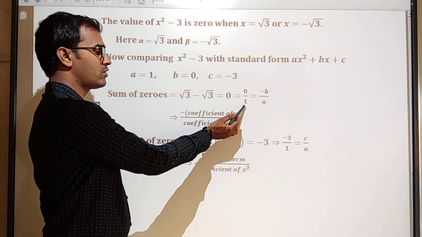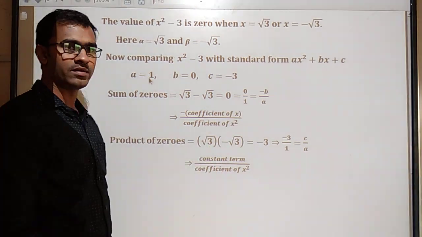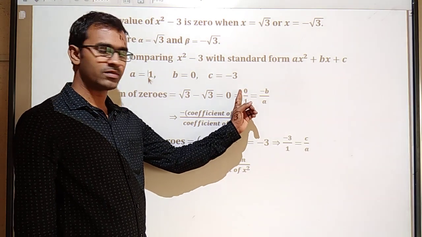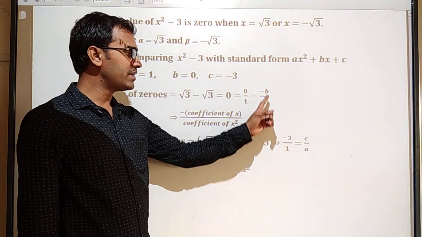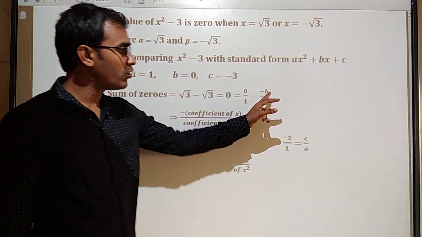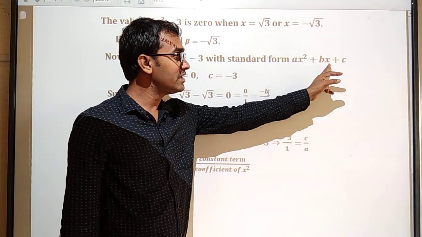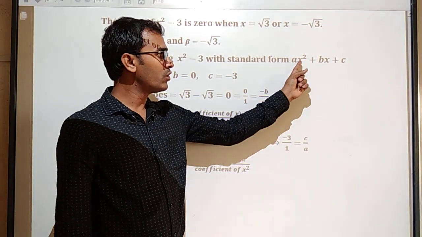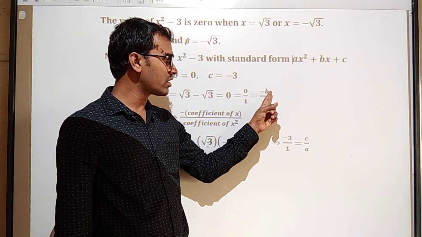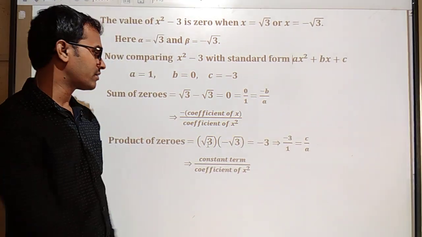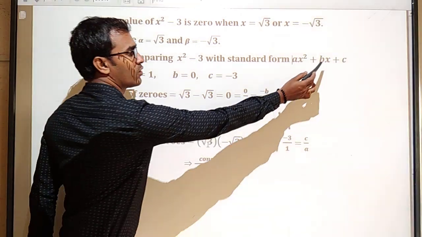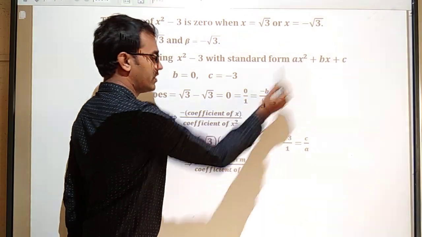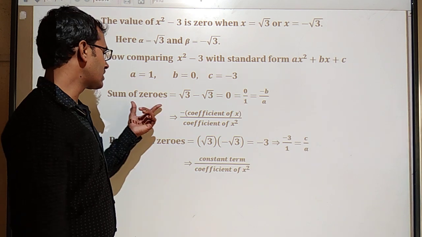And 1 equals a. So 0 equals b and 1 equals a. Therefore I write minus b upon a. What is the meaning of b in this equation? b is nothing but the coefficient of x, and a is nothing but the coefficient of x square. So the sum of zeros is minus coefficient of x divided by coefficient of x square.